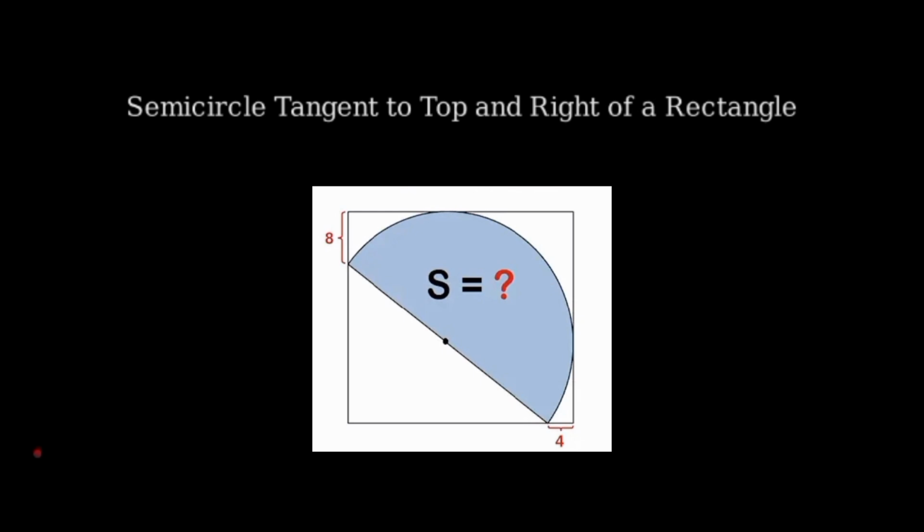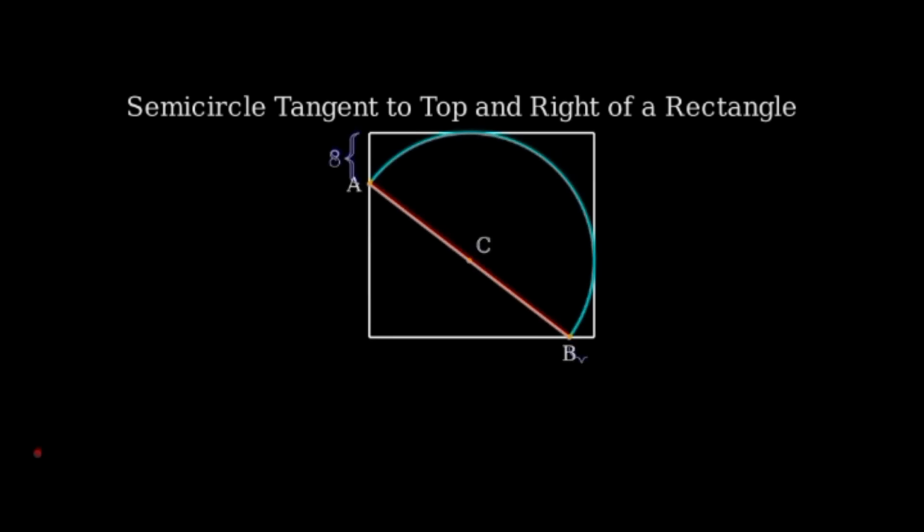In this video, we'll build a precise diagram and solve for the radius and the area of a semicircle. The semicircle lies inside a rectangle with its curved arc tangent to the top and the right sides. The flat side is a slanted diameter, AB. Our goal is to find the radius and then the semicircle's area. Let's draw the diagram exactly as described.